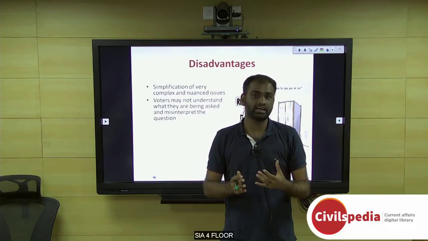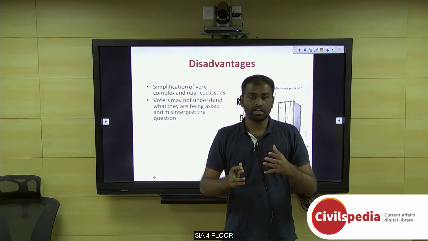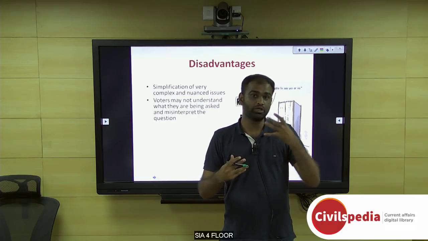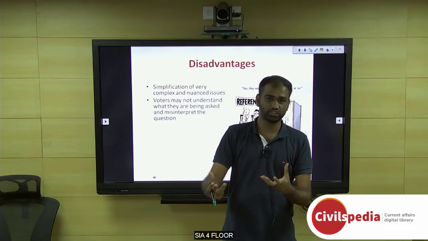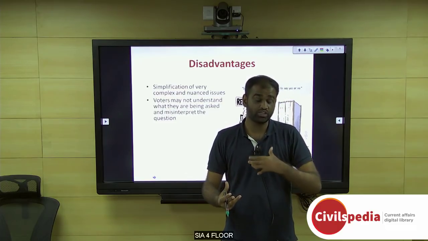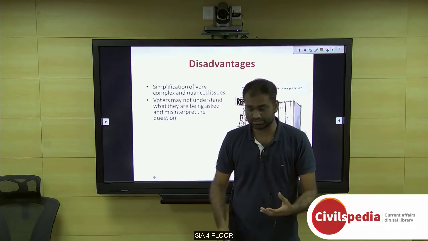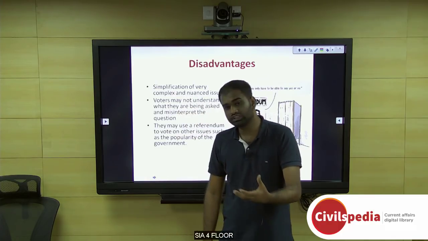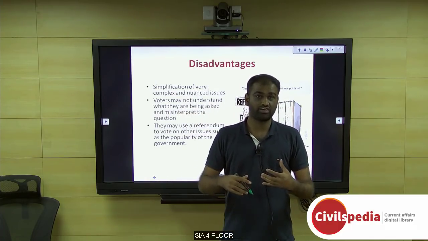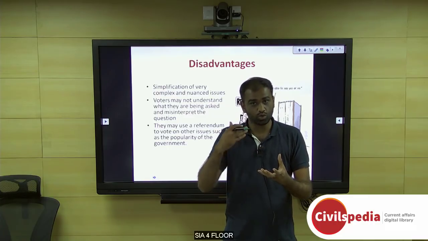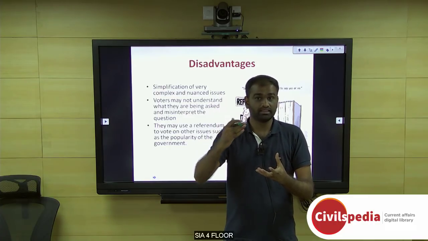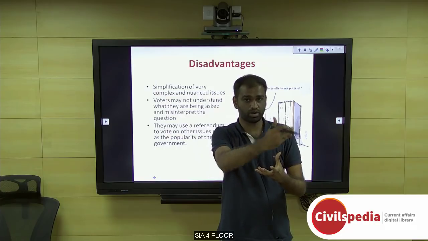So when they cannot critically analyze the pros and cons of the said referendum, political parties will appeal to their emotional quotient rather than their rational quotient. So people will be swayed by this emotional quotient and they tend to vote along these emotional arguments. The next one is that when a referendum is called, instead of voting on that referendum, voters can vote against the popularity of the government.